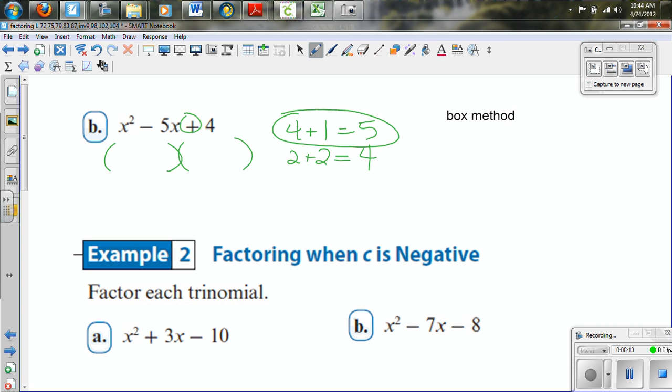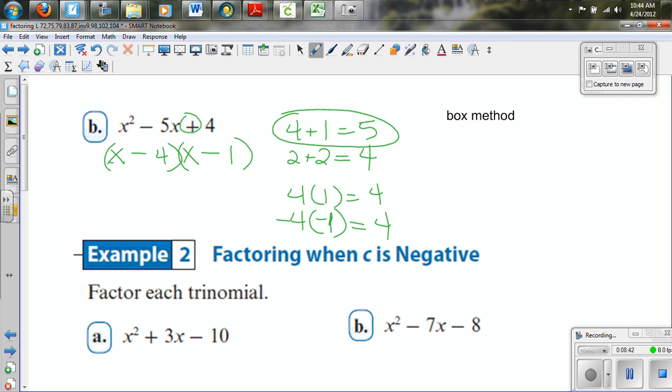Well, if you remember, the factors can be 4 and 1, or they can be negative 4 and negative 1. Because when you multiply 4 times 1, you get 4. And when you multiply negative 4 times negative 1, you also get 4. So here, our first term, x times x is x squared. Factors of 4 that we're going to use are 4 and 1, and they have to both be negative.